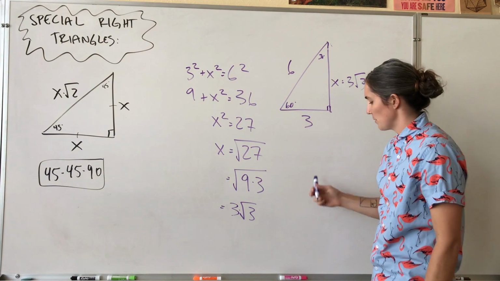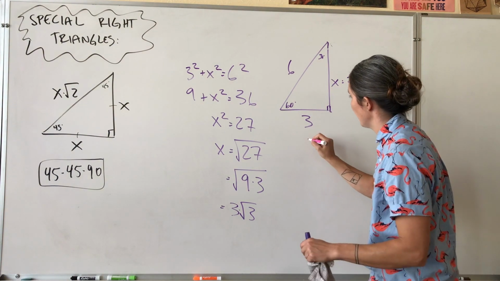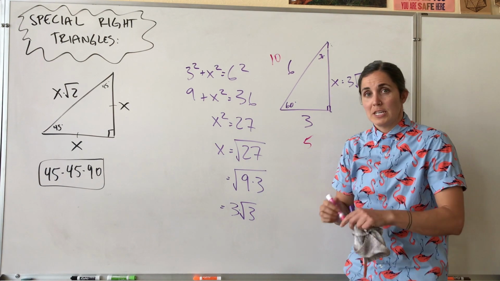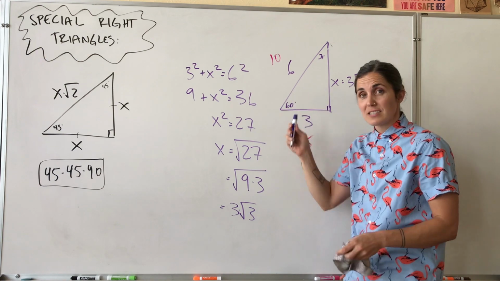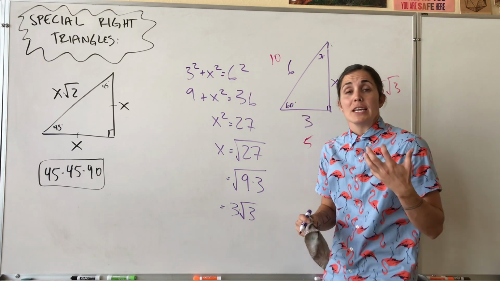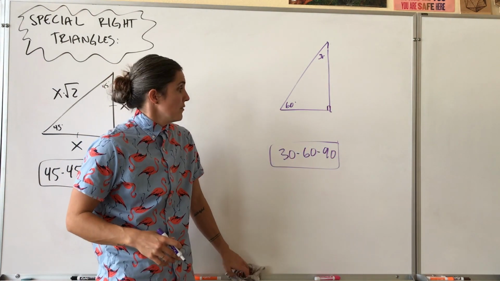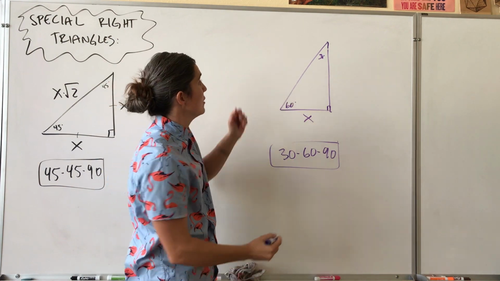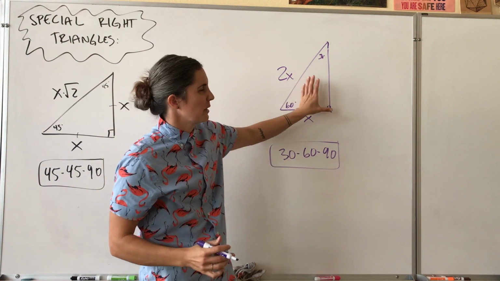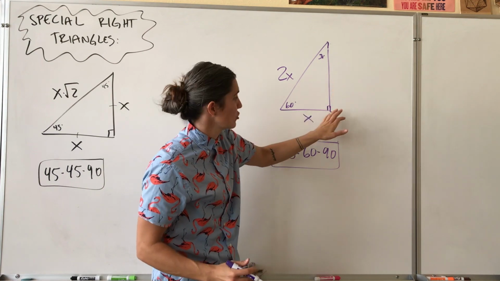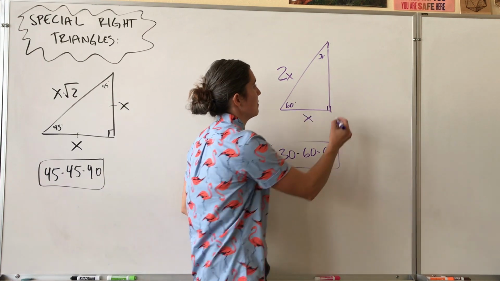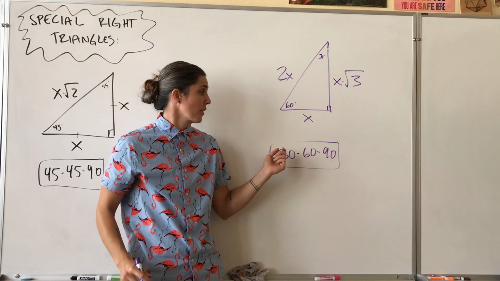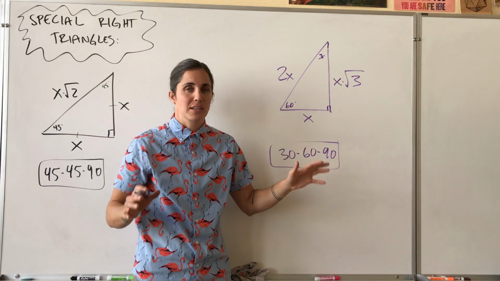Maybe you're seeing the pattern. The previous triangle we had as 5, 10, and 5 root 3. Now we have 3, 6, and 3 root 3. To generalize that pattern, for the 30, 60, 90 right triangle, whatever the base is, the hypotenuse is twice the base, thinking about the base being half of that equilateral triangle, and then the height would be the base times the square root of 3. And this pattern works for the 30, 60, 90 right triangle every single time.